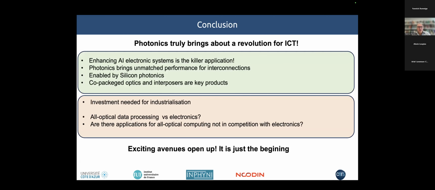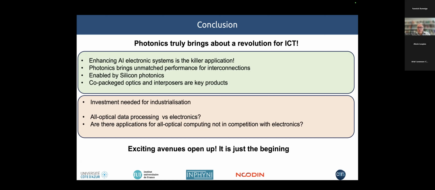So in conclusion, I guess we are all convinced that photonics truly brings a revolution for ICT and for AI, and enhancing AI electronic systems with photonics is really a killer application, triggering enormous activity in the domain because photonics brings unmatched performance for interconnections. And this is all enabled by breakthroughs in silicon photonics. And right now, co-packaged optics and interposers are key products which are on all roadmaps of the giants of microelectronics.